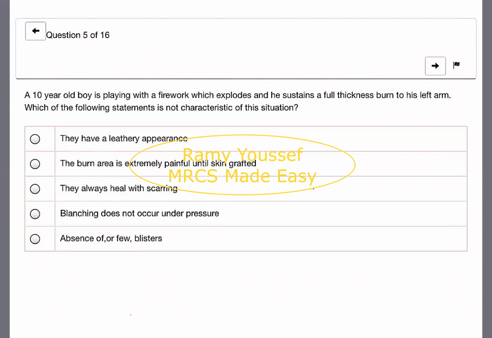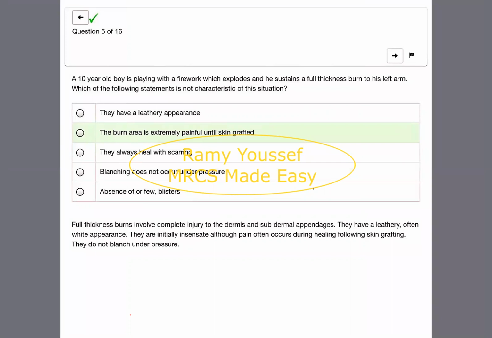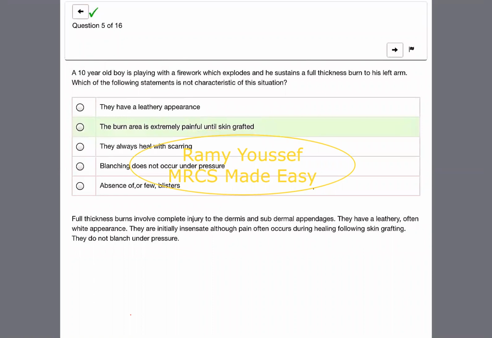Okay, exactly. The burn will have a leathery appearance. It will always heal by scarring. Blanching doesn't occur because this is full thickness. And absence of or few blisters, no blisters mostly in full thickness skin burn. So the only one is extremely painful, because full thickness will damage the neural bundles and neural branches, and the patient will feel no pain. The same with blanching, because there will be damage of the superficial capillaries and blood vessels.